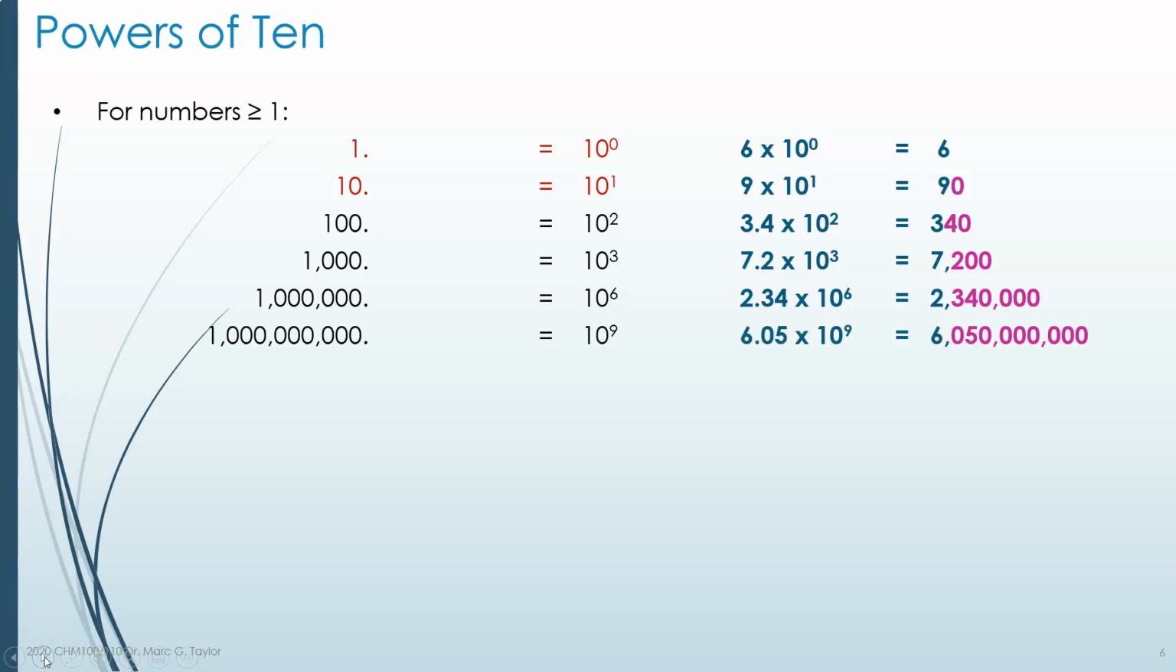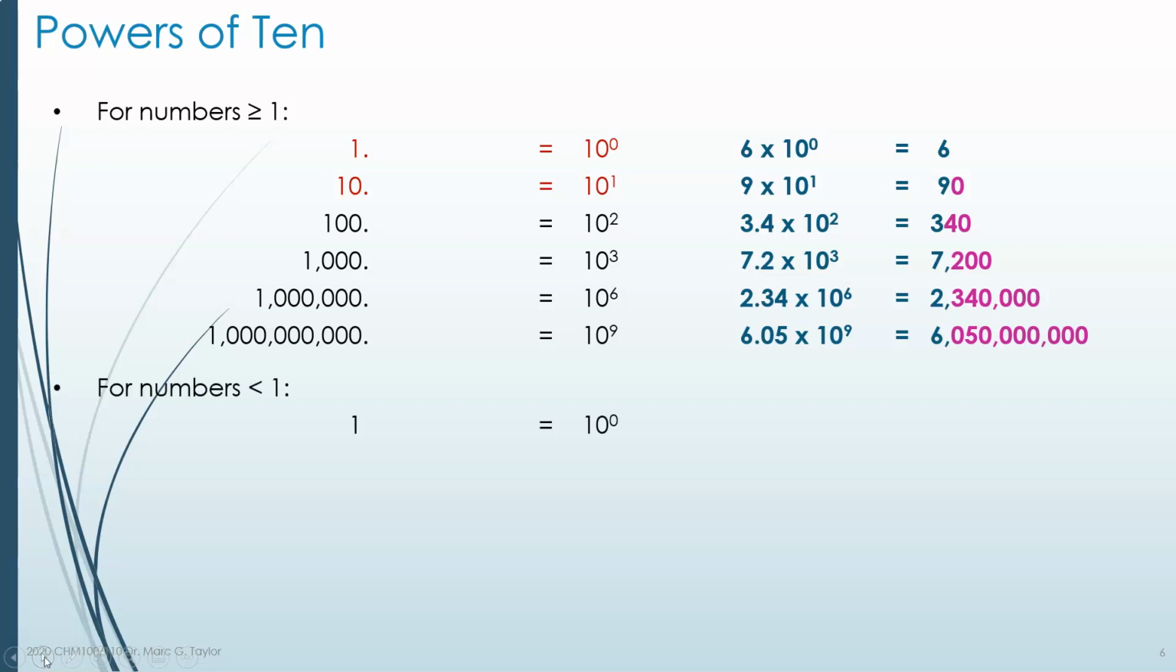And we can continue on to 9, and you see 10 to the 9 power is a billion, 10 to the 12 would be a trillion, etc., etc. So 6.05 times 10 to the 9 is 6.05 billion, or 6 billion 50 million.